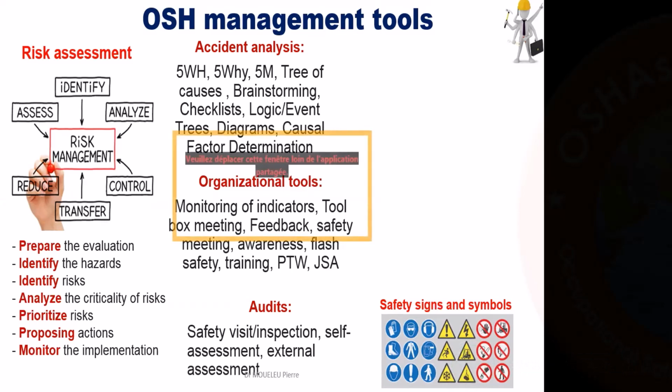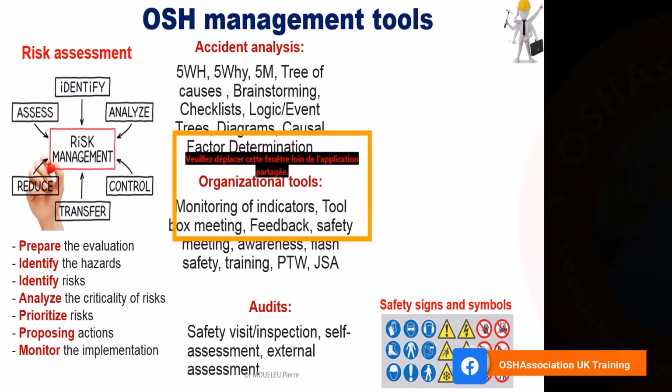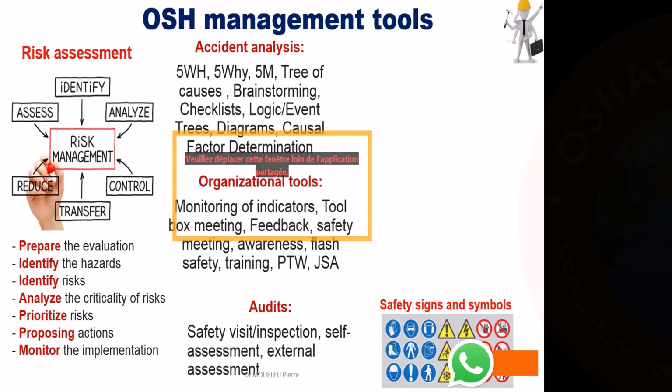Organizational tools can be used by you as a safety manager in the company. You are supposed to monitor the indicators, the KPIs. You should find out the KPIs that are suitable for your company and follow or monitor those KPIs. With the results that we have there, you can decide the next step.